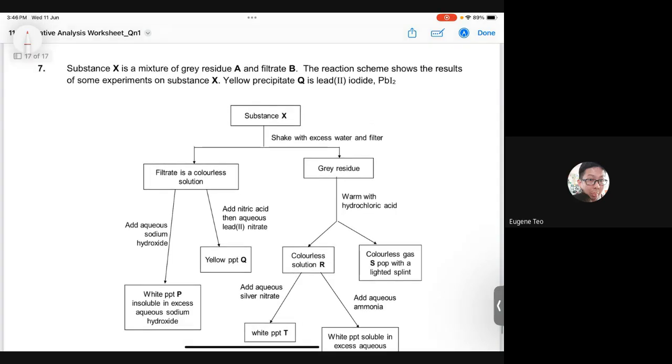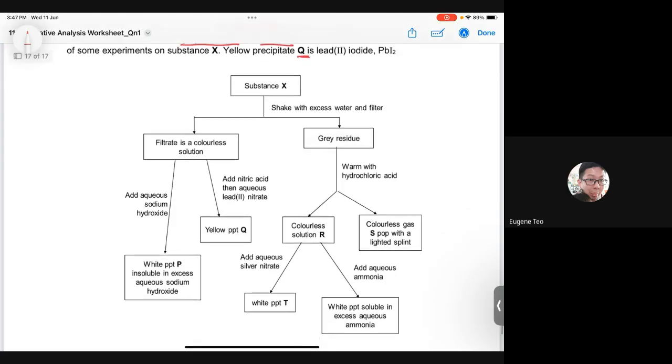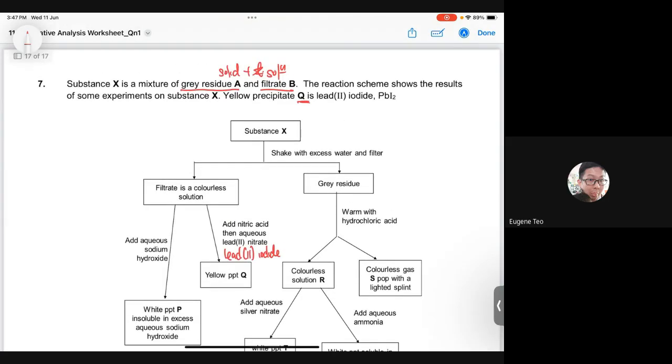Now, substance X is a mixture of a gray residue and filtrate B. So there is a solid, there is a solution. So it's like a suspension. The reaction scheme below shows some of the experiments on substance X, which is a mixture. Yellow precipitate Q is lead 2 iodide. So Q is lead 2 iodide. So I'm going to write here lead 2 iodide. Whatever clue they give you, just write down first. Okay, so let's go through this.